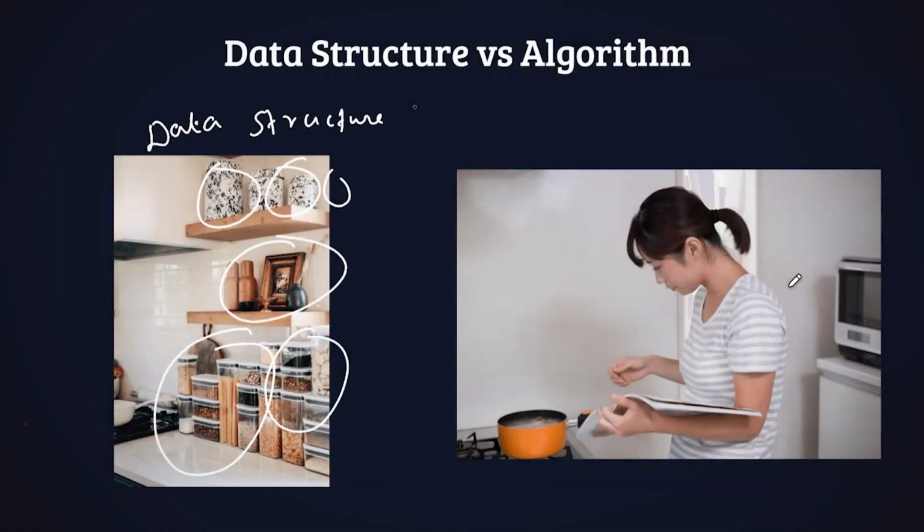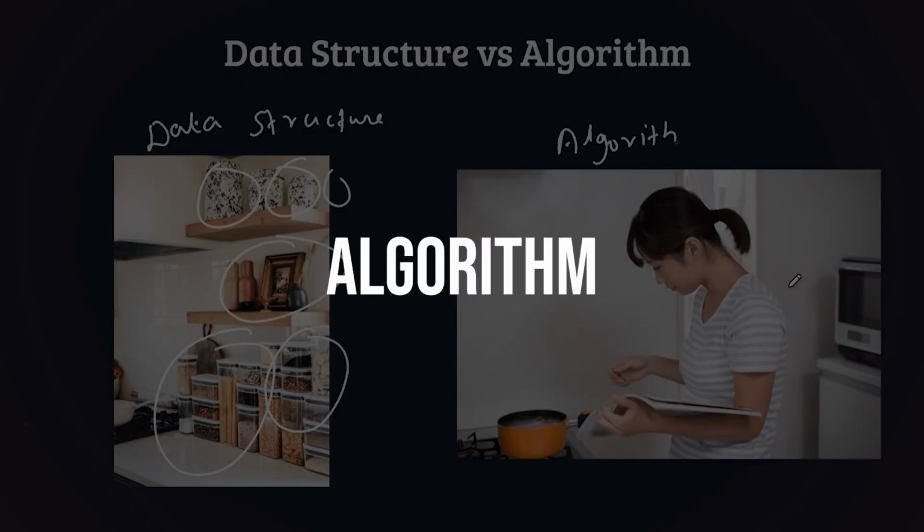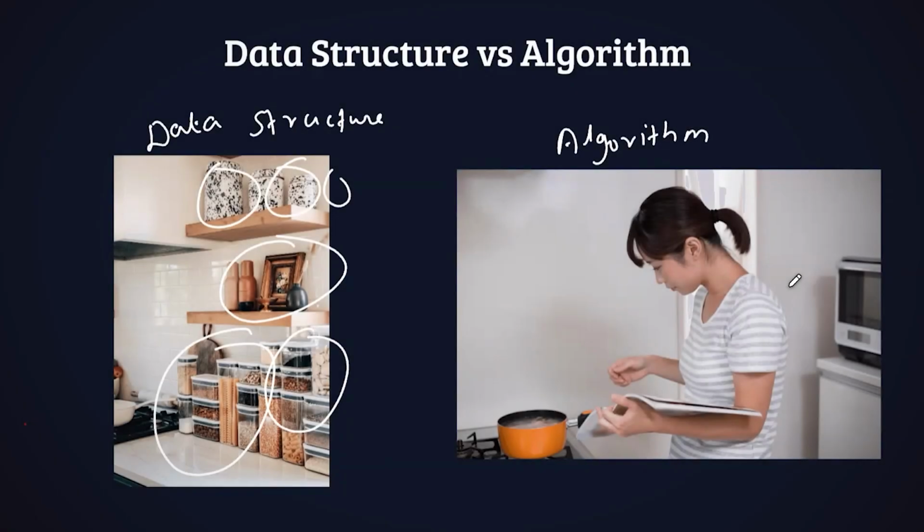In the second image, you see a woman reading the instructions. She is following the instructions and cooking: first you need to put this ingredient, then you need to put this ingredient, then you need to stir for some time. She is following an instruction. This is known as an algorithm. So this is a real life example, a high level idea of the difference between data structures and algorithms.